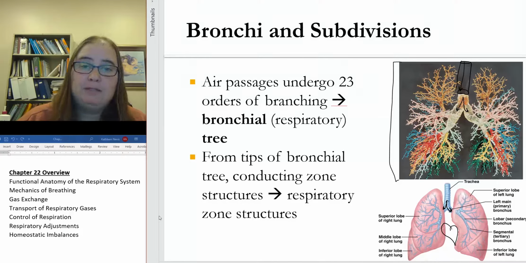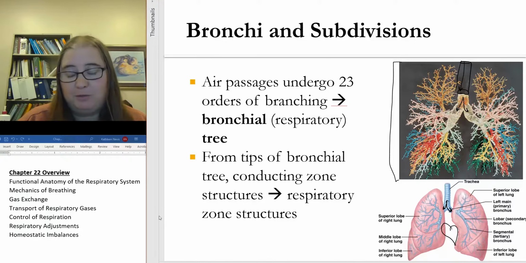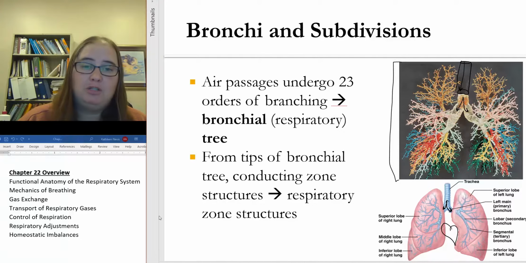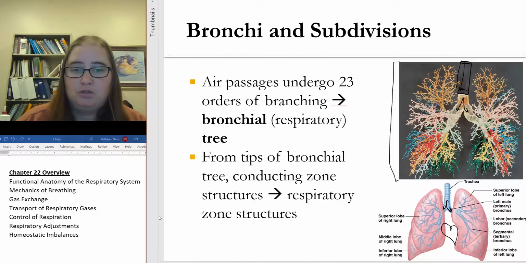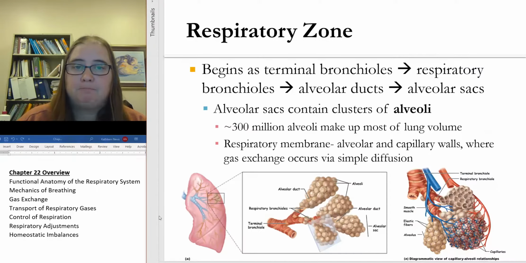So from the tips of the bronchial tree, we finish out our conducting zone structures, and we enter into the respiratory zone structures. Okay. Now, again, if we look at our respiratory zone structures, here is that terminal bronchiole I mentioned in some places, which some textbooks will call part of the conducting zone, some textbooks will call part of the respiratory. We're going to call this part of the respiratory structure.